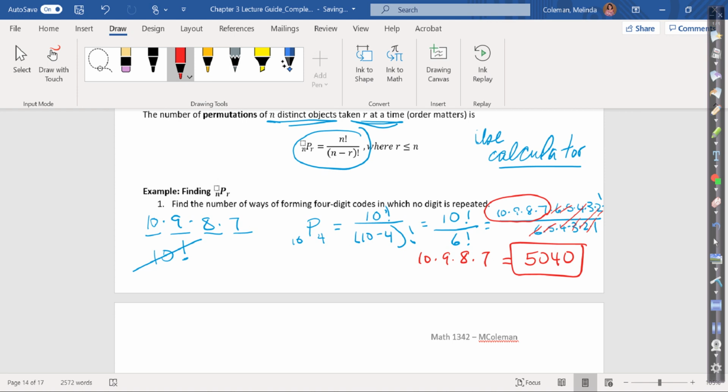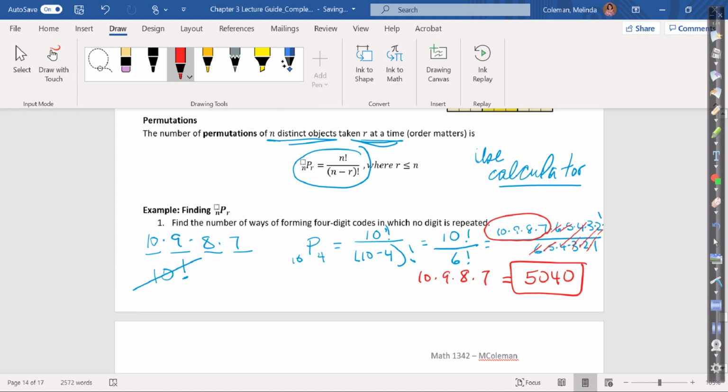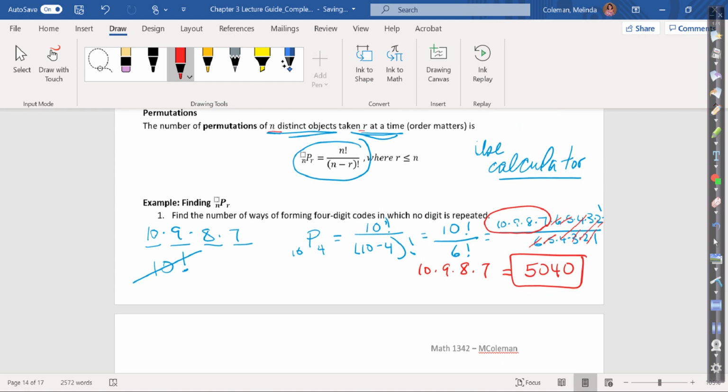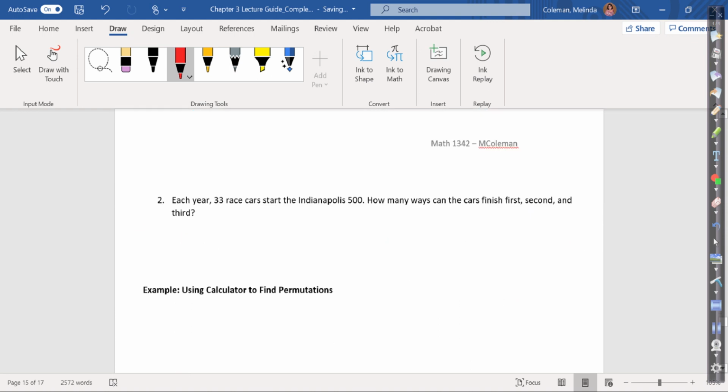So it's similar to slot problems, but this time we just can't go all the way down to times 1. So we have to look at how many different positions we're looking at. So it's n distinct objects taken r at a time. How many positions are we looking at? Number 2 says, each year 33 race cars start the Indianapolis 500. How many ways can the cars finish first, second, and third? Order here matters, and that's going to become very, very important. So for permutation, order matters.